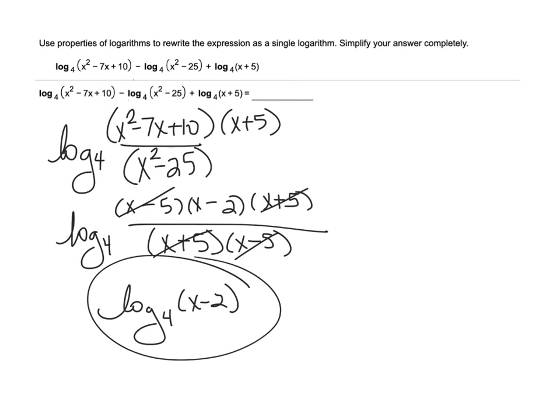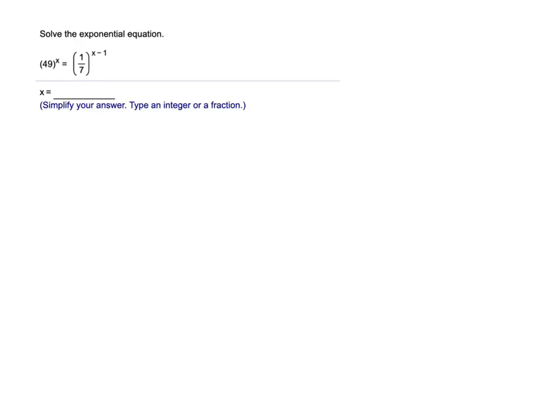And there it is. Okay, now we're down to our last few problems. These are solving the equations, exponential, and then I think later on we have a few log equations. So for this one, for solving, we want to, if we can, relate the bases. And in this case, it looks like we can. 49 we know is 7 squared, so I'll rewrite that as 7 squared. And then we have 1 over 7, all to the x minus 1.